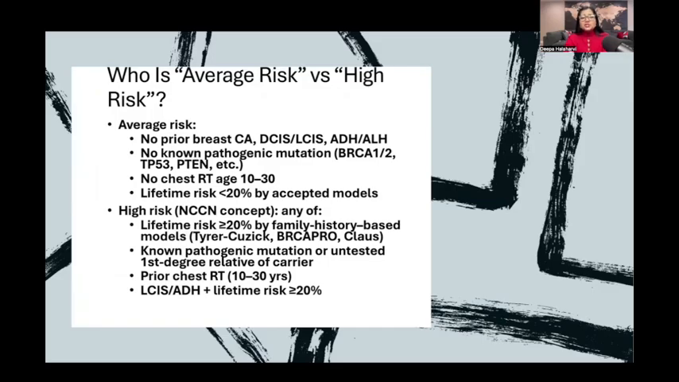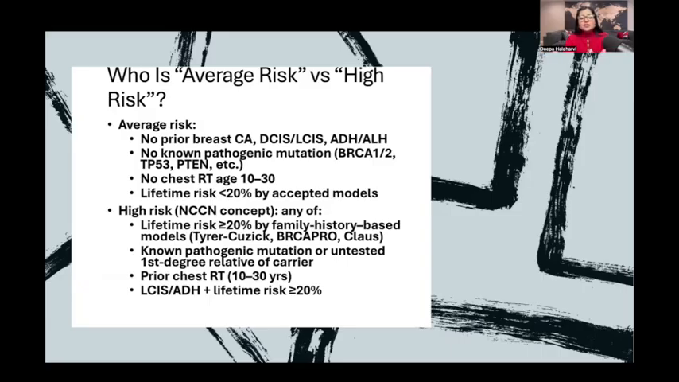So who is average risk versus high risk? Average risk is someone that does not have a family history of breast cancer. They have not had high-risk lesions, they don't have mutations, and they have not had radiation. If you calculate their risk by accepted models, their risk is less than 20%, typically less than 15%. The 15 to 20% we consider intermediate risk.